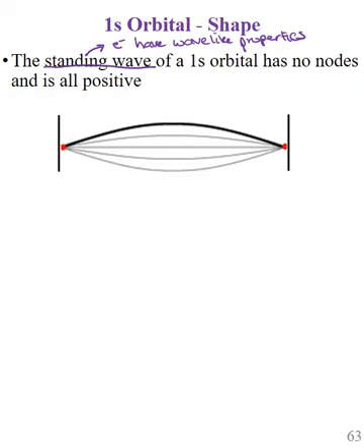Notice we're only going to be looking at that black top line here. So all we have is the positive phase. And if I wanted to add in my dashed lines, I could. This is the area where it has 0 amplitude. So for a 1s orbital, it has no nodes associated with it and is all positive.